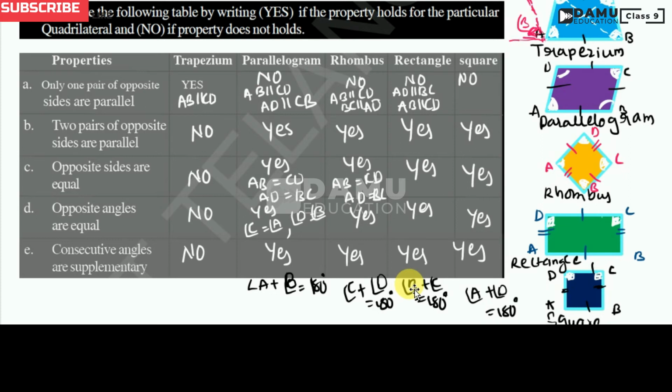Consecutive means beside angles. So that is the case here. If you add all these angles, then we will get supplementary, meaning 180 degrees should be there.